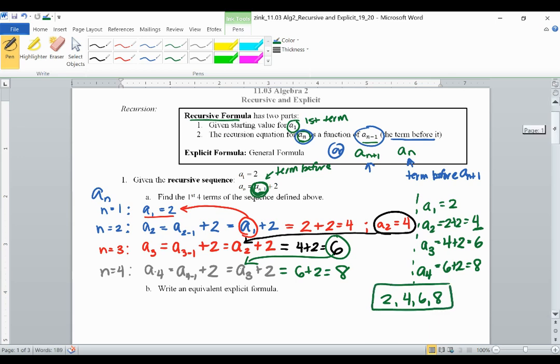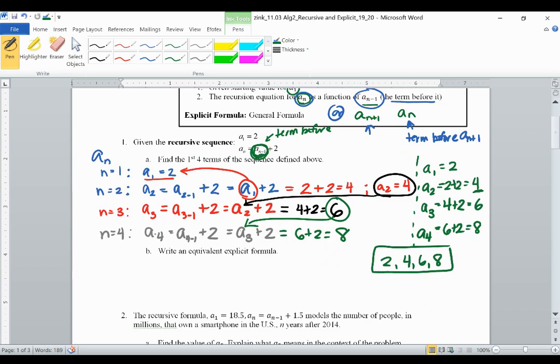Now part B says write an equivalent explicit formula. So an explicit formula is just a general formula. Recursive means you're given the first term and then you're given a formula to find the next terms from that. For explicit, you're just given a formula. So I could ask for any term, and you could give it to me. So it's kind of like the term formula that we talked about for arithmetic and geometric. So we're actually going to use those term formulas.